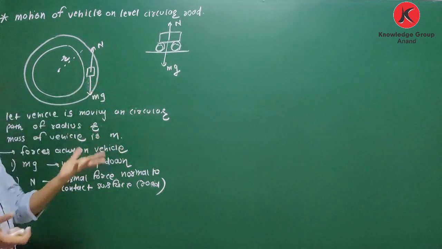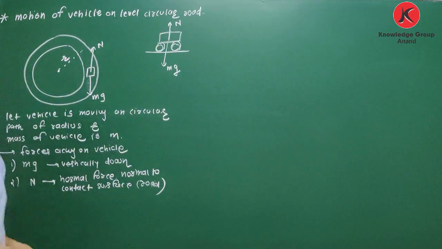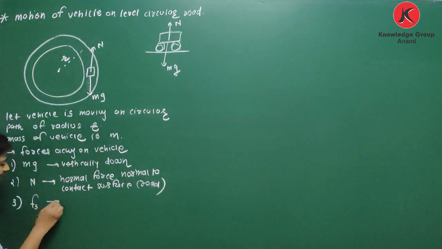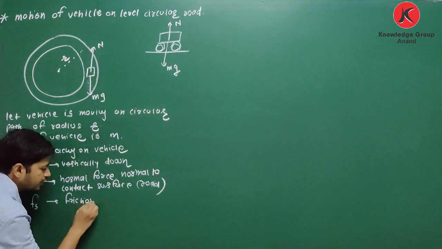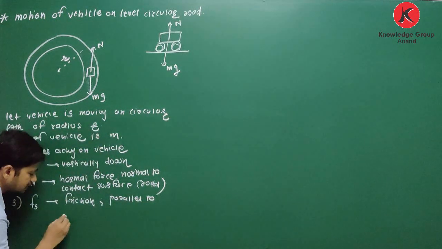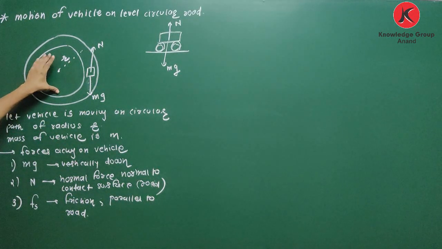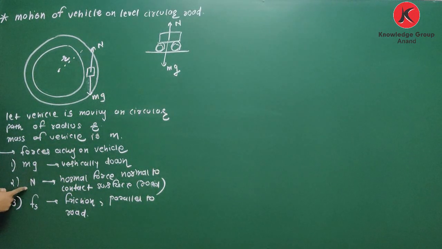So on the vehicle, these forces are acting. First is mg, always in vertically downward direction. Normal force, the contact surface is road, so it is acting in upward direction. And what is the third force? That is Fs, friction force, which is acting parallel to the road. So the title is motion of vehicle on level circular road. Whenever a vehicle is moving on a level circular road having radius r, the forces acting on the vehicle are mg vertically downward, normal force normal to the contact surface, and Fs, that is friction, which is parallel.